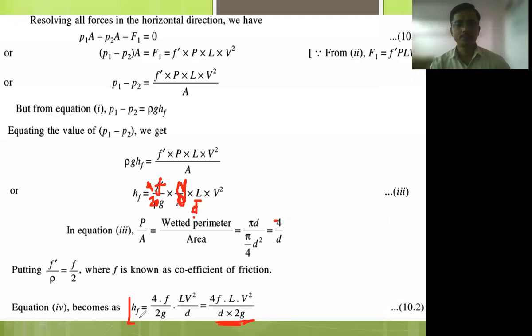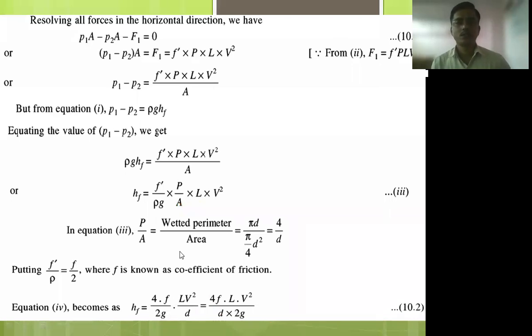What is that? HF is equal to 4F L V square upon D into 2g. This is our final equation. This equation is called the Darcy-Weisbach equation. Okay. So this was the derivation for this Darcy-Weisbach equation.